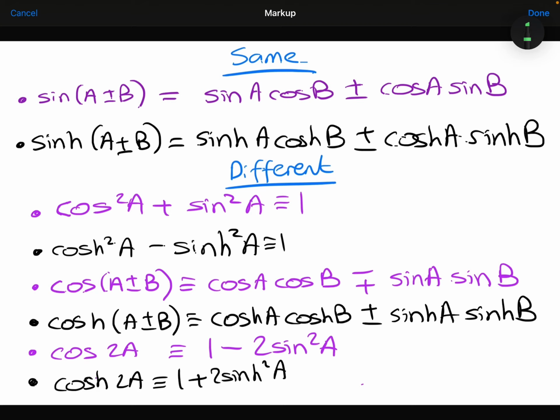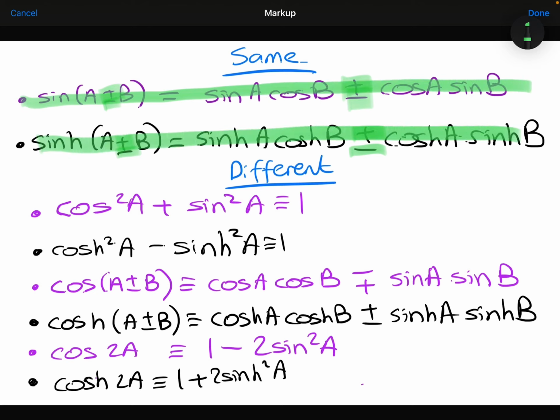So the trigonometric identity, sine a plus or minus b. So we've got a plus minus here, we've got a plus minus here. For the hyperbolic identities, plus minus here, plus minus here. Everything else is exactly the same. This trigonometric identity is exactly the same as this hyperbolic identity. Let's look at some of the differences.